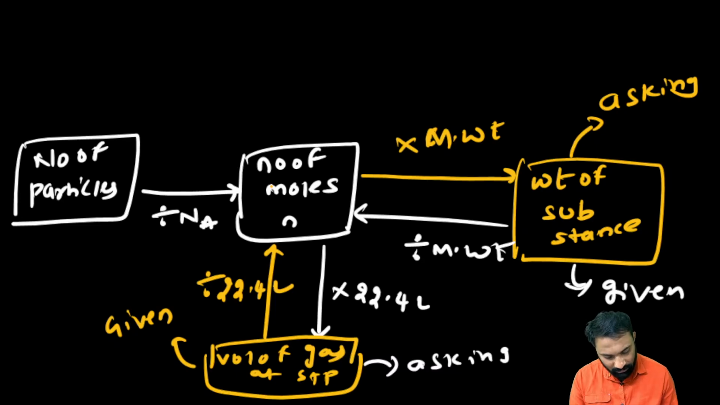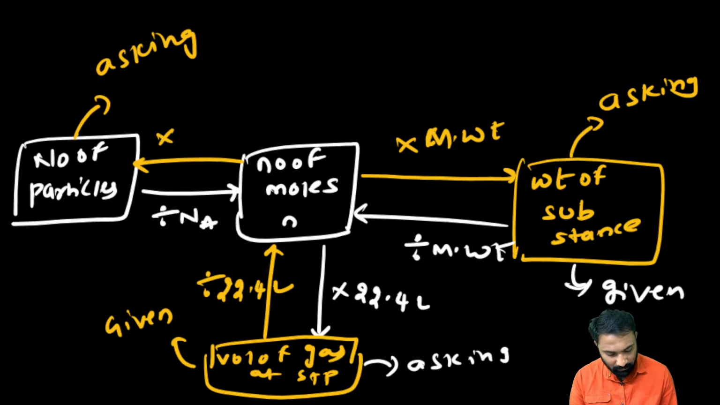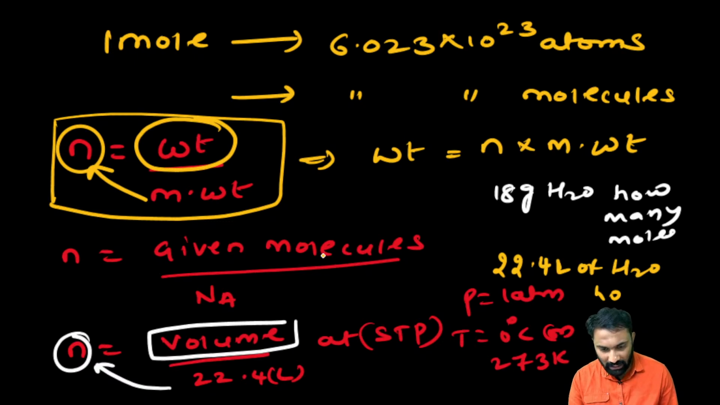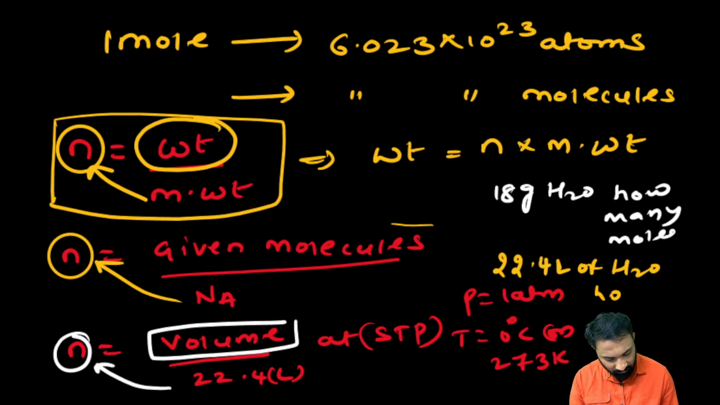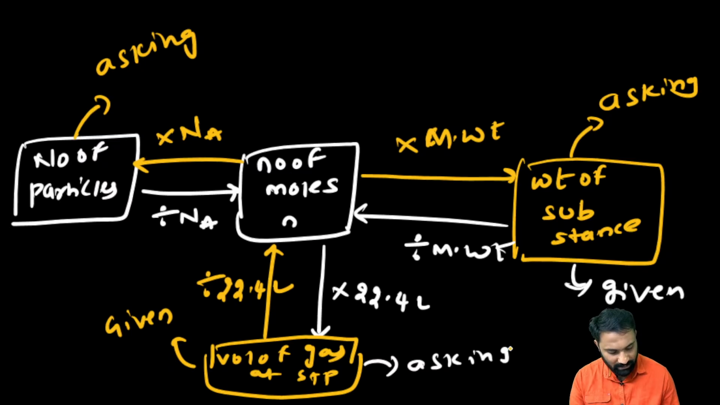Then if the number of moles is given and they are asking for the number of particles, you just multiply by Na. See the formula: if molecules or number of particles are given, divide by the Avogadro number and you will get the number of moles. If they are asking for molecules or entities, you just cross multiply. Only these three formulas I have written here. Right? Next one.